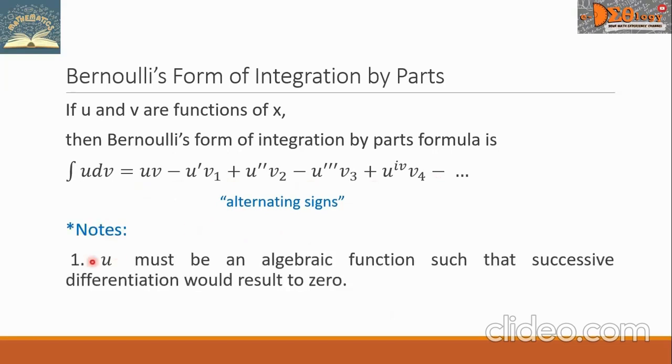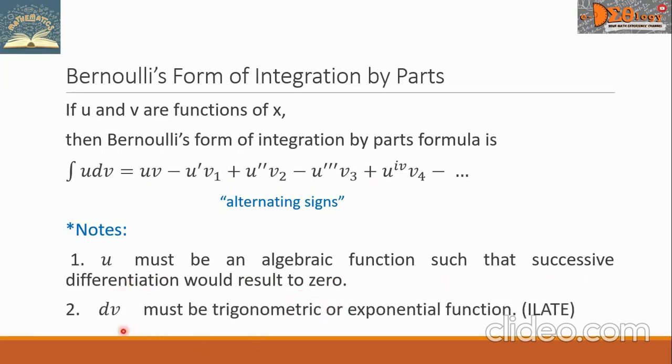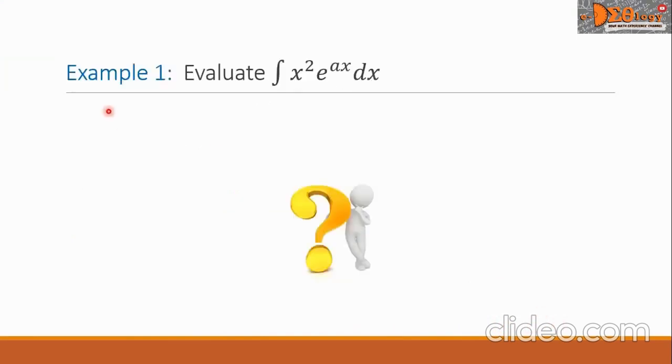Here are some notes. Number 1, u must be an algebraic function such that successive differentiation would result to 0. Second, dv must be trigonometric or exponential function. We follow the principle of Eilate presented in the previous video. Let us see example 1. Evaluate the integral of x squared times e raised to ax dx.